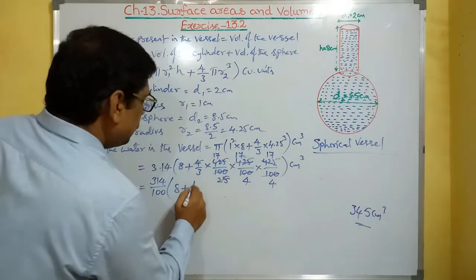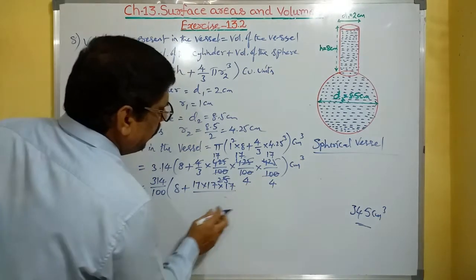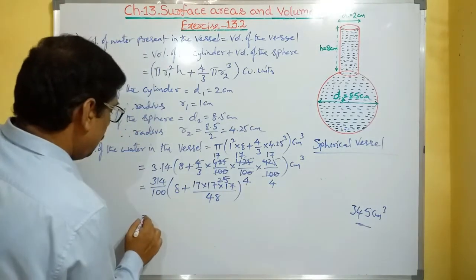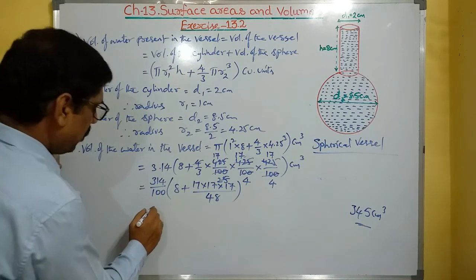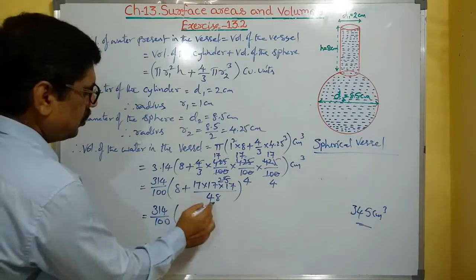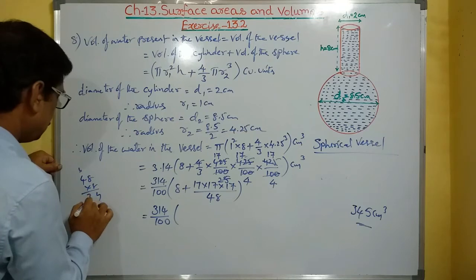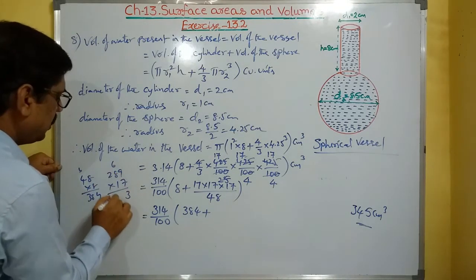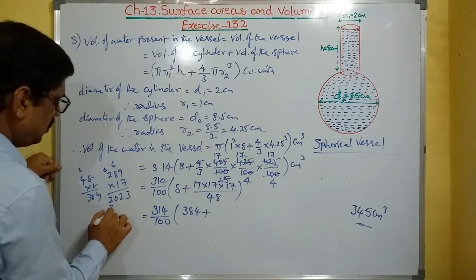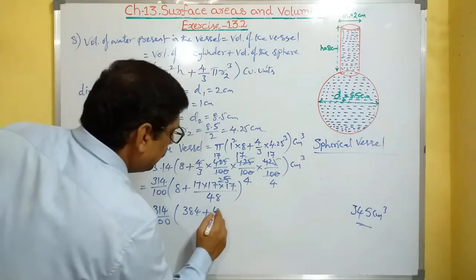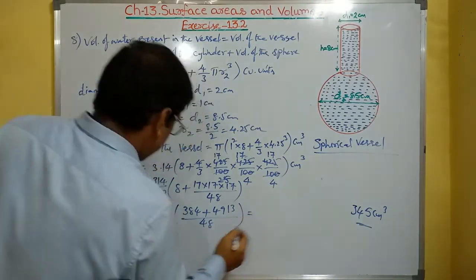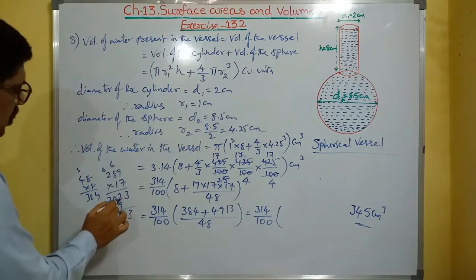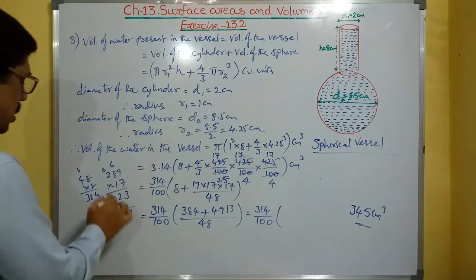Okay. Now we will write 17 into 17 by 4 into 3 into 4, what? 12 fours are 48. Now 314 by 100, so let us leave it like this. And so 48 into 8, 384, plus 17 sevenths, 289 into 17, 4913 by 48. Now this can be written as 314 by 100 into, see, let us check once again. Okay, correct only.